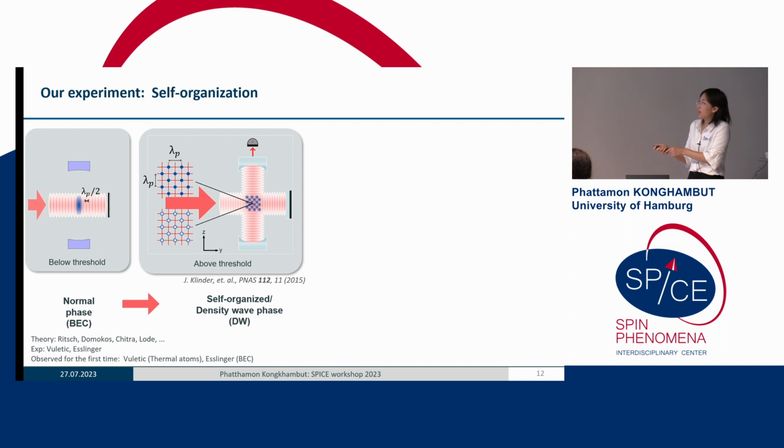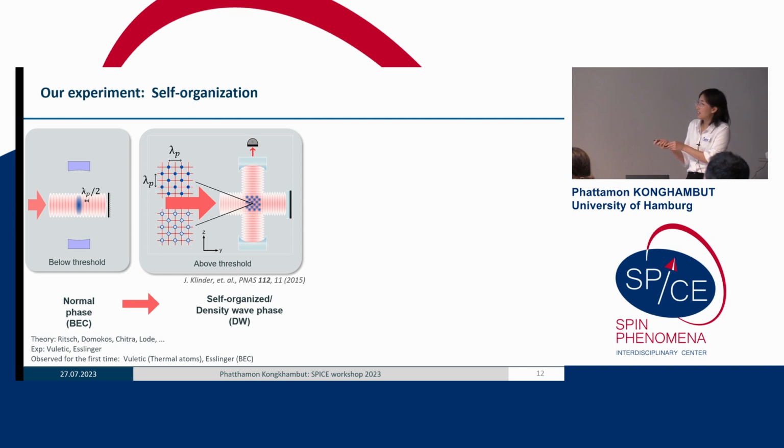But once you crank up your pump strength, so it's just the intensity of the pump, then suddenly you see light in the cavity, you see light in the detector, and your atomic density self-organizes itself into such a pattern called the checkerboard pattern. In this pattern, it best supports the scattering from the pump here, and then scattered into the cavity field.